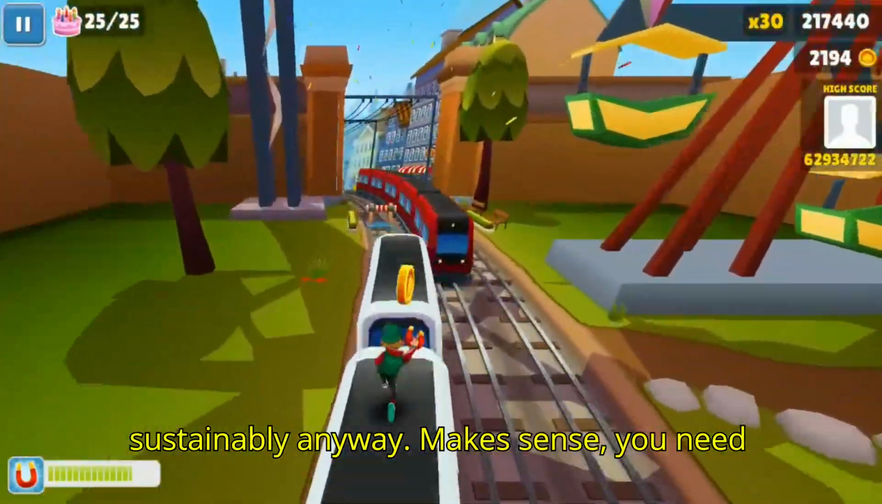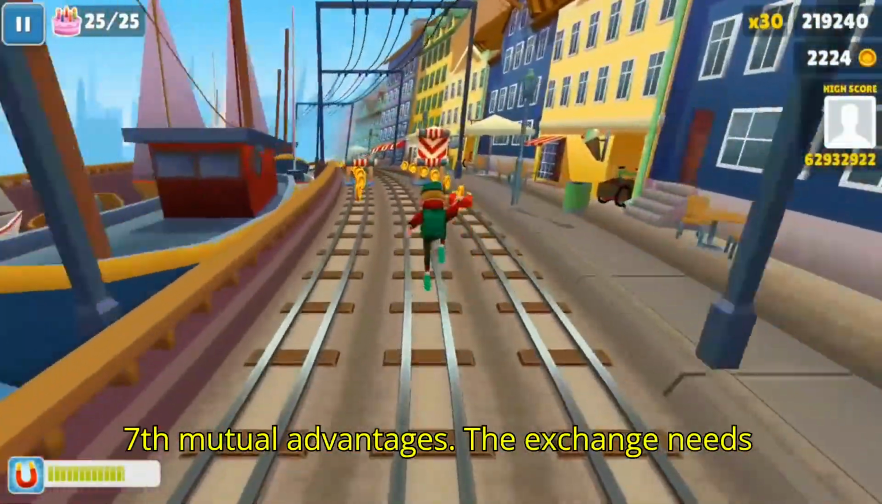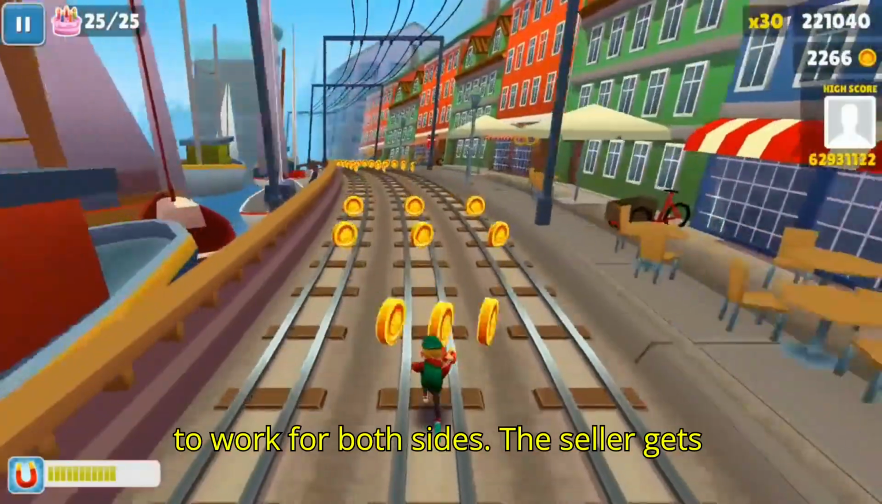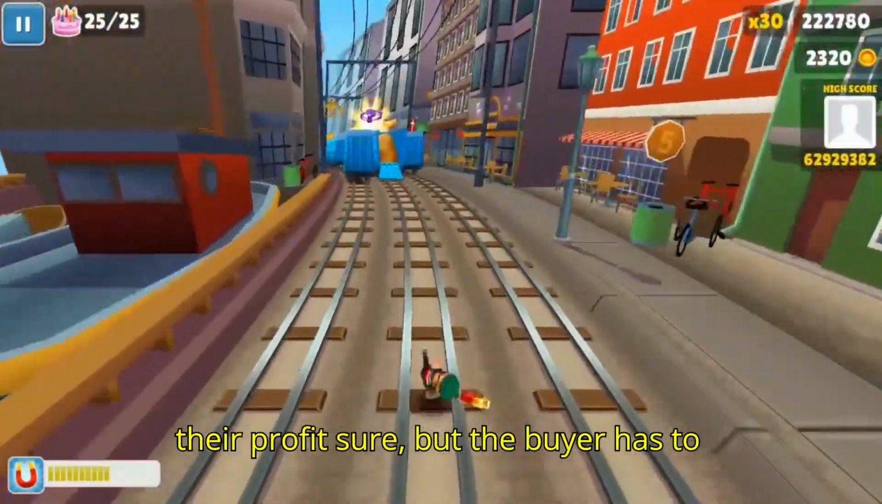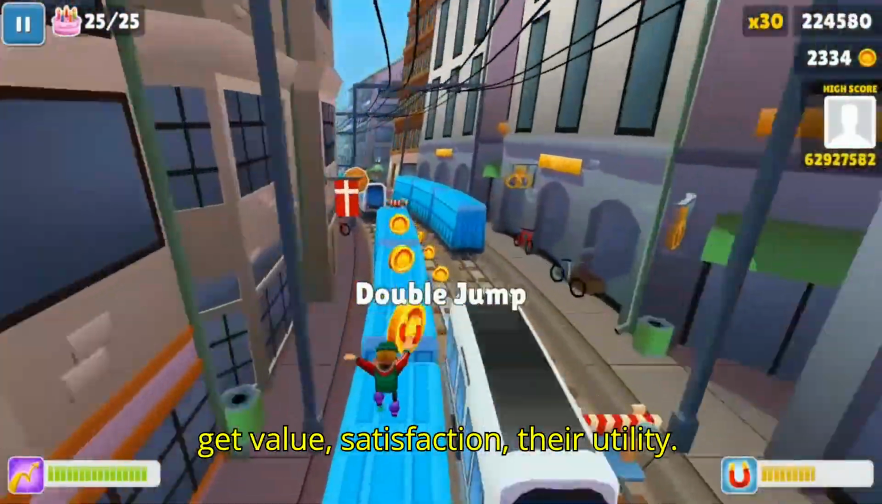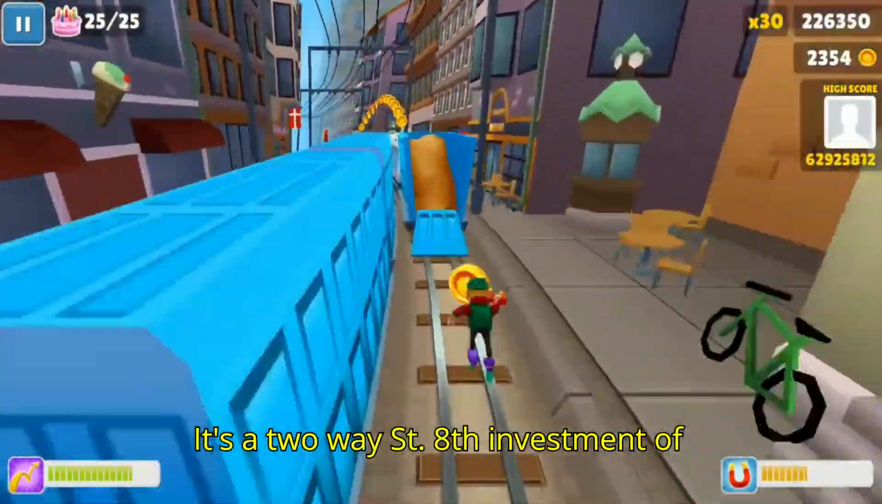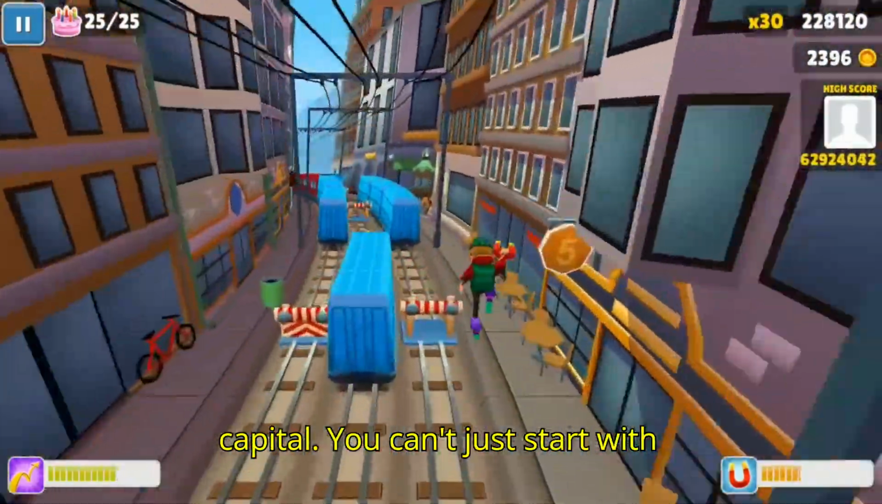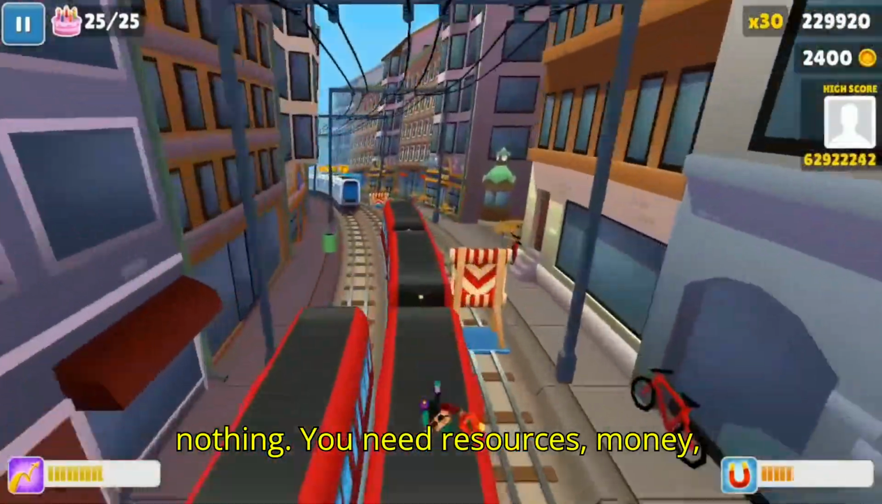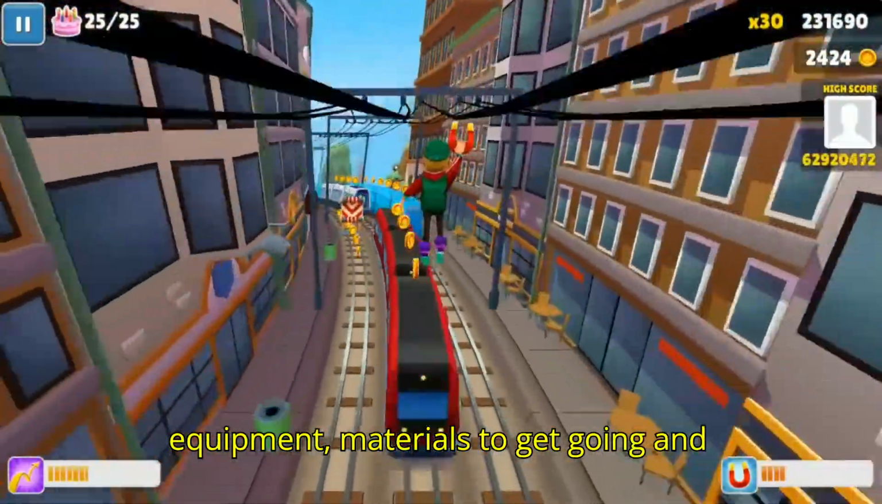Makes sense. You need happy customers to keep getting profits. Seventh, mutual advantages. The exchange needs to work for both sides. The seller gets their profit, sure, but the buyer has to get value, satisfaction, their utility. It's a two-way street. Eighth, investment of capital. You can't just start with nothing. You need resources, money, equipment, materials to get going and keep going.